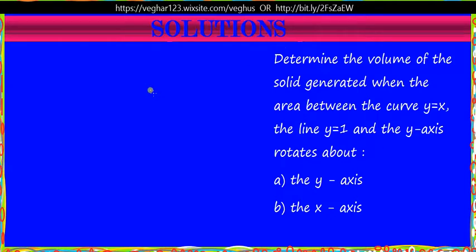We are dealing with the volume, and this is N6 chapter 5. We are given a statement: determine the volume of the solid generated when the area between the curve y equals 2x and the line y equals 1 and the y-axis is rotated about the y-axis and the x-axis.